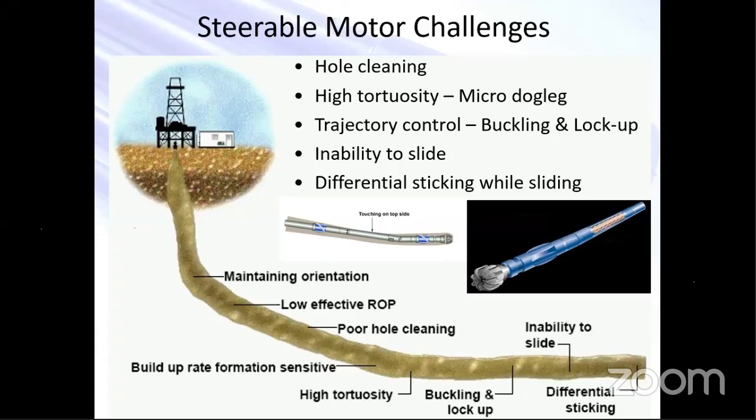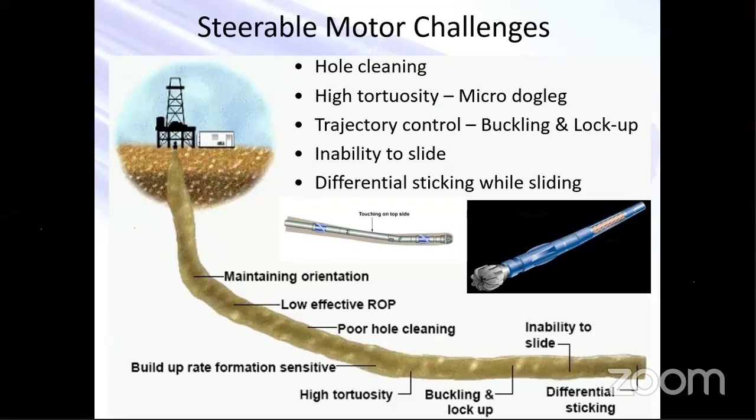As I mentioned earlier, when we do the directional control work with the motor, we have to stop the surface RPM and then start sliding. So what are the big challenges for the steerable motor? The first big challenge is hole cleaning, since we are not rotating. Then high tortuosity, micro dogleg, and trajectory control, because we will have issues of buckling and lockup, and inability to slide, especially at very high angles. And differential sticking while sliding, since we are not rotating. Most of the collar or drill string at some point will stick against the wall, and there is a big chance of differential sticking while sliding.